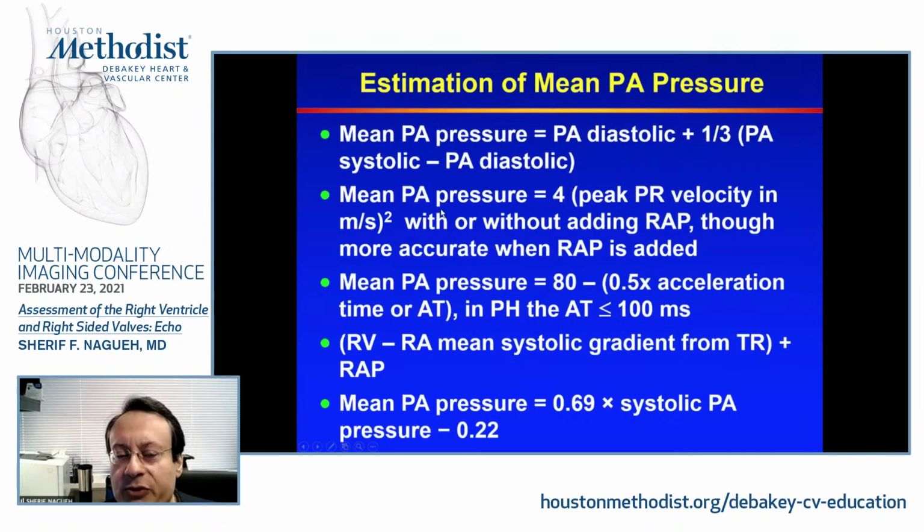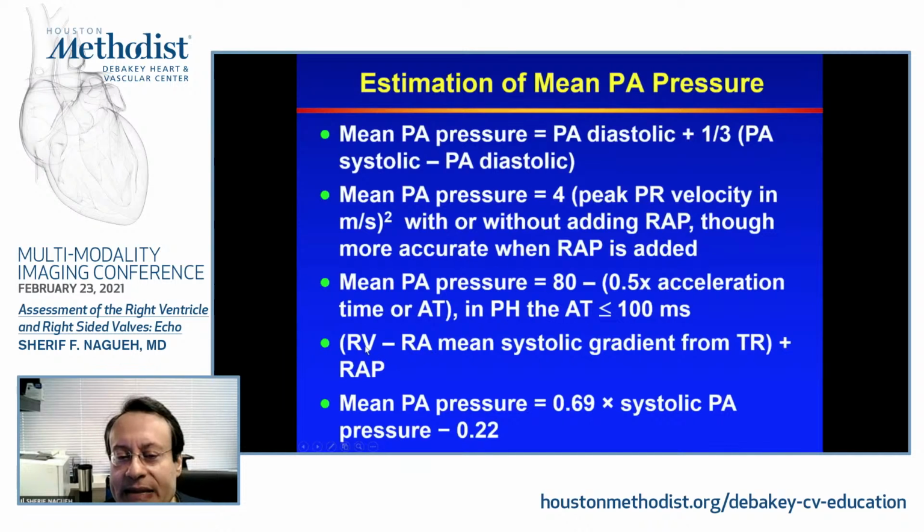It is also possible to get to the mean PA pressure based on the peak pulmonary regurg velocity, with or without adding right atrial pressure, though it is more accurate if you add right atrial pressure. We'll see an example of that. You can also look at the acceleration time, how fast the velocity reaches its peak in the RV outflow tract. In general, an acceleration time of 100 milliseconds or less goes with an increased PA pressure. Time intervals, however, are dependent on heart rate and in children vary with age.